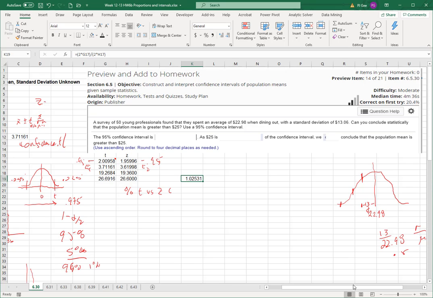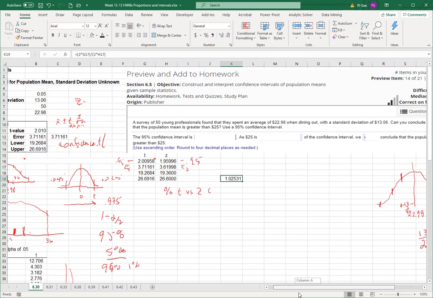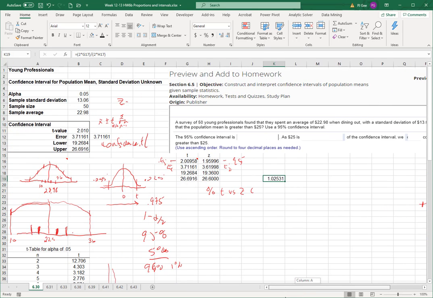Okay, so the other part of the question, let's finish this off. There's another part. Can you conclude the function is greater? Oh, it's greater than 25. So part of the question is, can we conclude that the population mean is greater than 25? Here's what we just figured out.